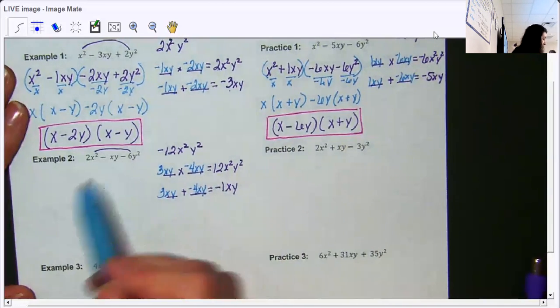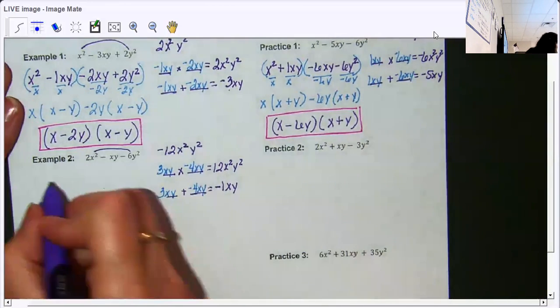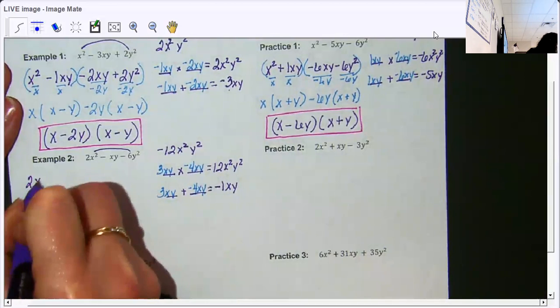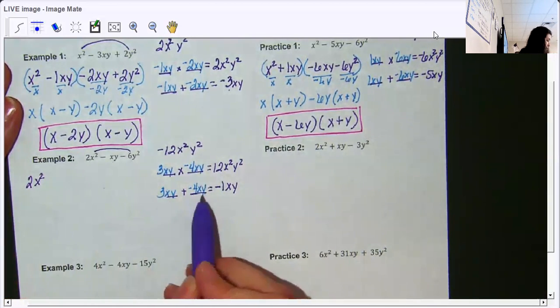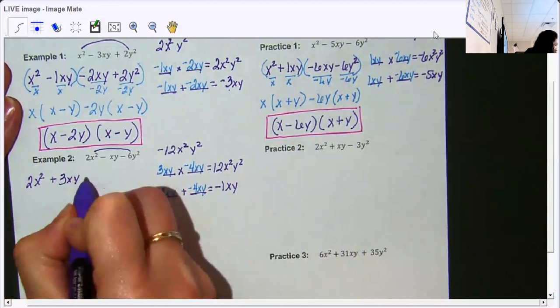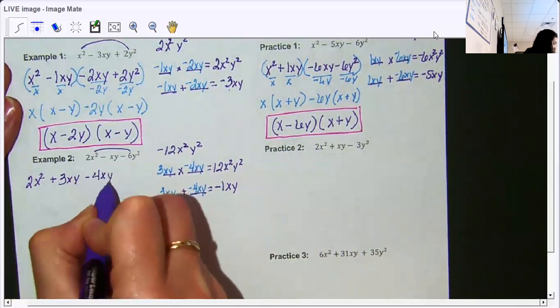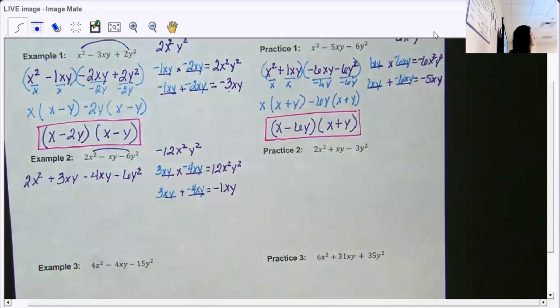So let's go ahead and plug that into our equation. Take the first term, it stays the same. Your second term is split up into these two down here. So a positive 3xy and negative 4xy. And then we bring down our negative 6y squared. Now we're going to group them.